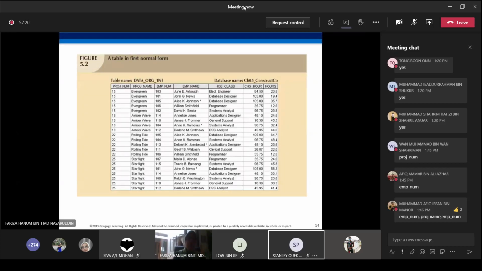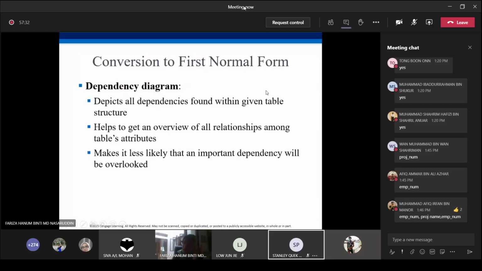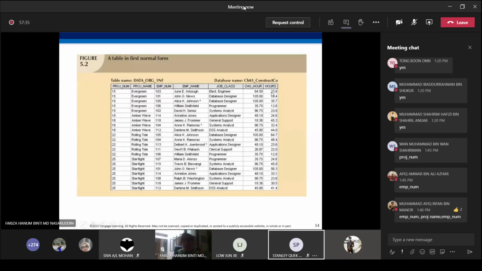So if you combine project number 15 for employee 103, this is the data. This is how long they're working for that project. For Alice, in project 15 and employee 105, this one is 37. For Alice, for project number 22, for employee number 105, the working hours is 64. But how come everything else is the same?